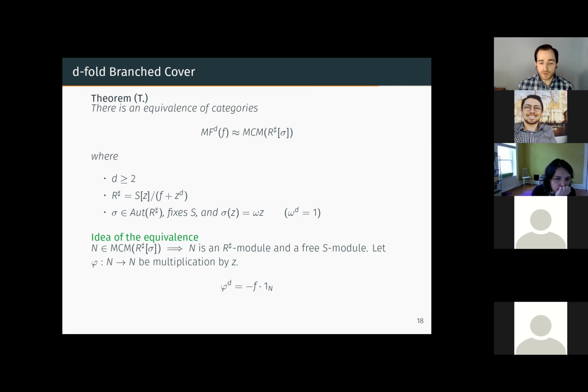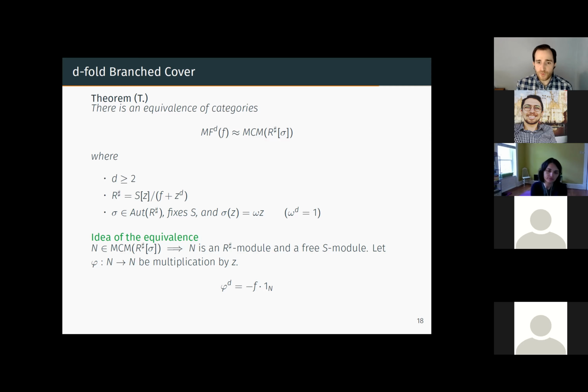And so if we look at multiplication by z on this R-sharp sigma module N, I'm going to call it phi here. So this phi is given by multiplication by z. If I compose this map with itself d times, this is going to give me minus f times the identity on N. So it's multiplication by minus f. Why is this the case? Well, N is an R-sharp module and z to the d is minus f on R-sharp modules. So multiplication by z, d times, gives you minus f.